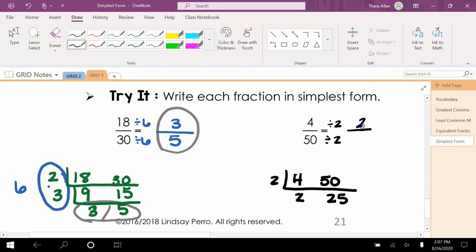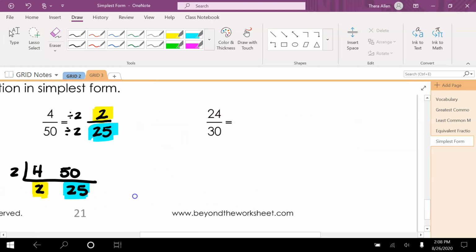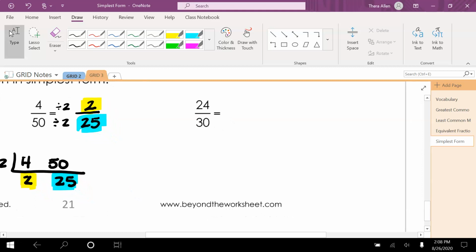4 divided by 2 equals 2. 50 divided by 2 equals 25. I have 2 here and 2 here. 25, 25. Last one, 24/30.